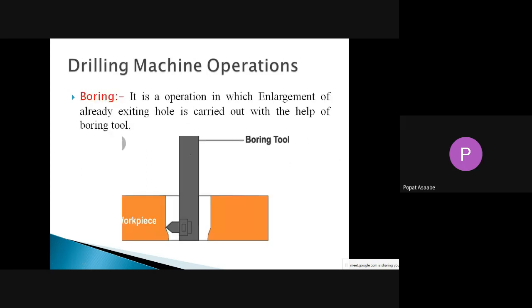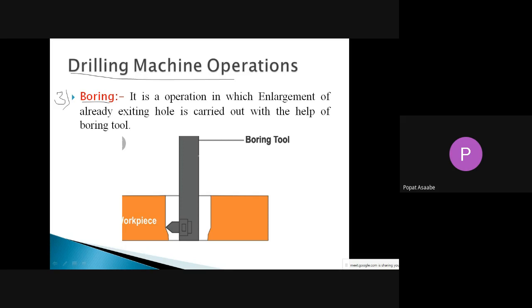Then the next operation we can perform on that drilling machine is the boring operation. This is the third type of operation we can perform. Then what is meant by boring? Again, it is a similar operation. In the boring operation we use the boring tool.